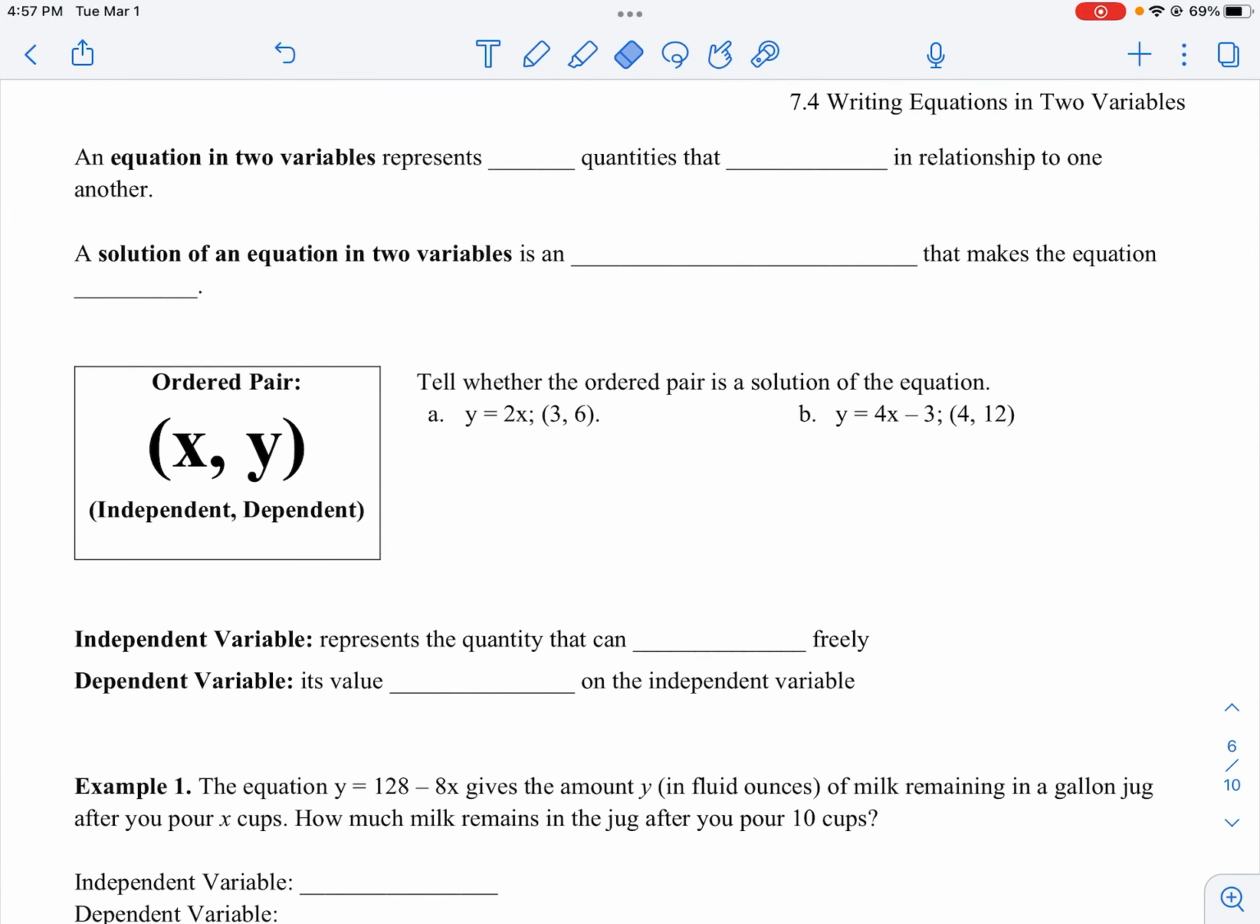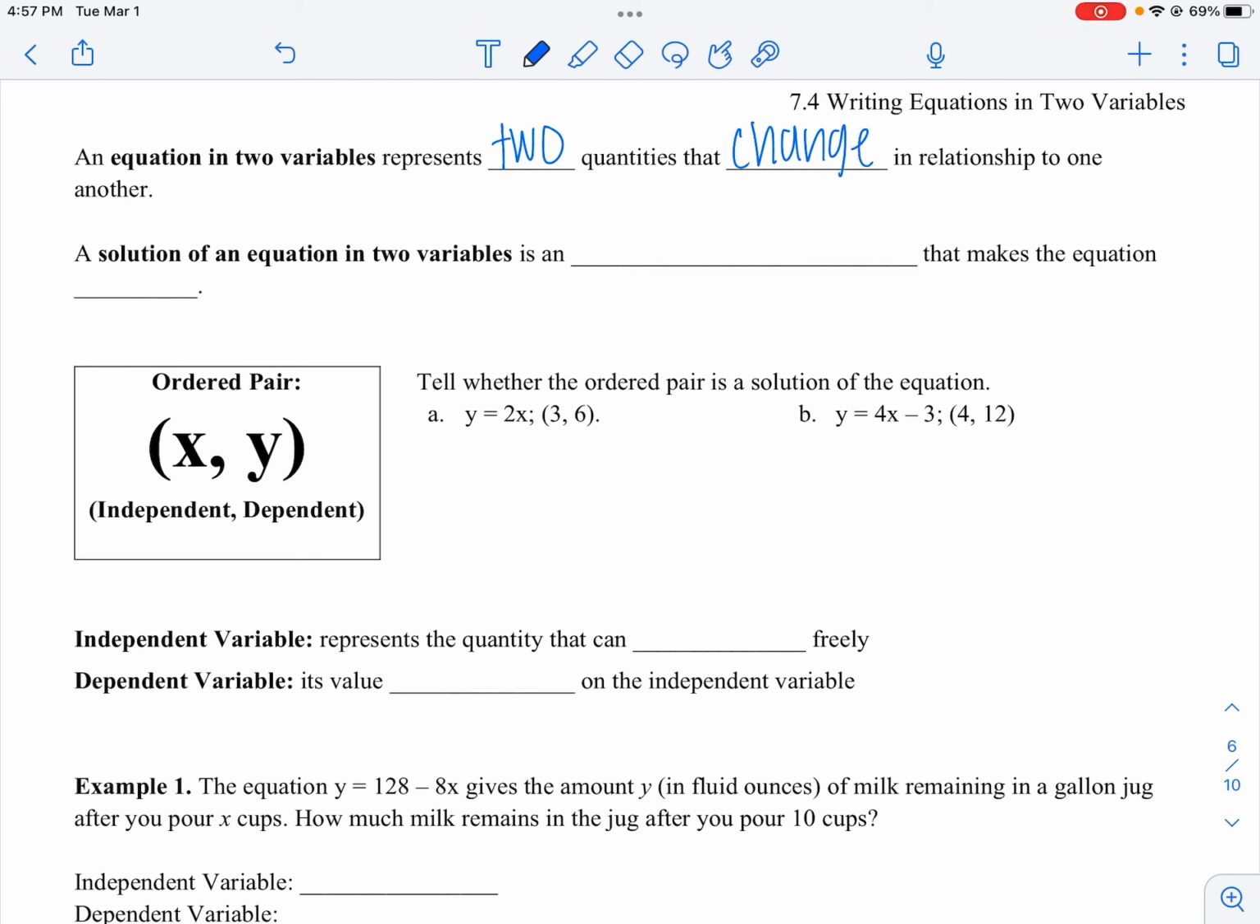Okay, so today we are going to be working on 7.4, which is writing equations in two variables. So that means we're going to be writing equations that have two variables instead of just one. Okay, so an equation in two variables represents two quantities that change in relationship to one another. So it's two quantities that change.